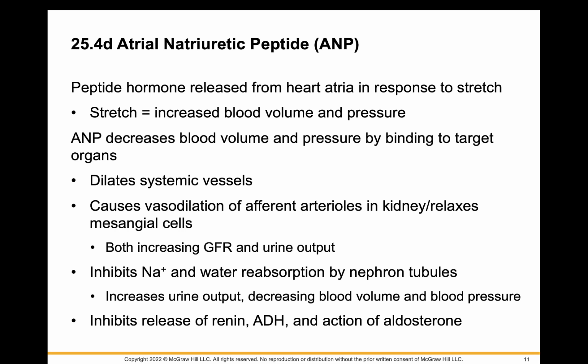It will dilate systemic vessels, the vasodilation of afferent arterioles in the kidney, and also relaxes mesangial cells, and that both increases glomerular filtration rate and the output of urine. It will inhibit sodium and water reabsorption within the nephron tubule, so this will actually increase urine output, decrease blood volume and blood pressure, and keep in mind it basically will inhibit the renin-angiotensin pathway. So by doing that, it inhibits the release of renin, ADH, and the action of aldosterone.